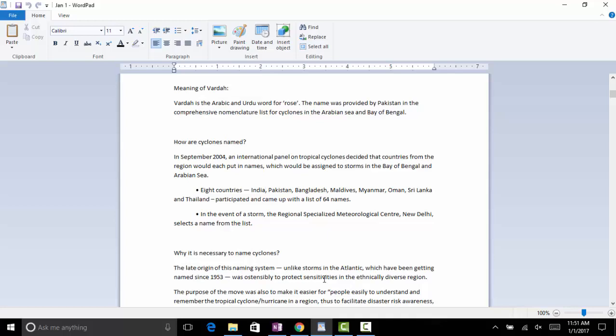Another thing, what is the benefit of naming a cyclone? Generally, cyclones are named with a small word that is easy to remember and easy to pronounce, so that people can remember it, right? What is the impact or benefit of naming a cyclone? That it creates awareness among people. You know, the previous cyclones that came to Chennai or to the eastern coast of India. Once you remember the cyclone, it creates awareness among people, and it helps in disaster mitigation and preparedness. So it is another positive benefit of naming the cyclones.